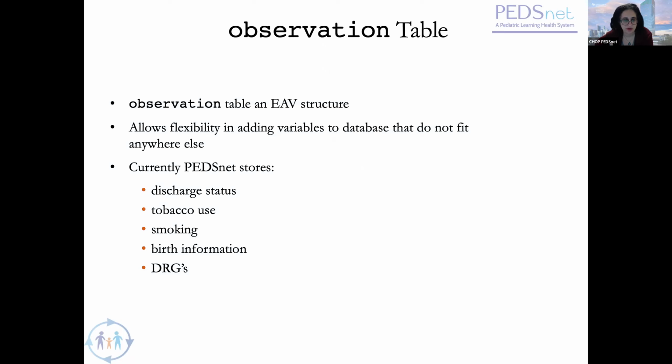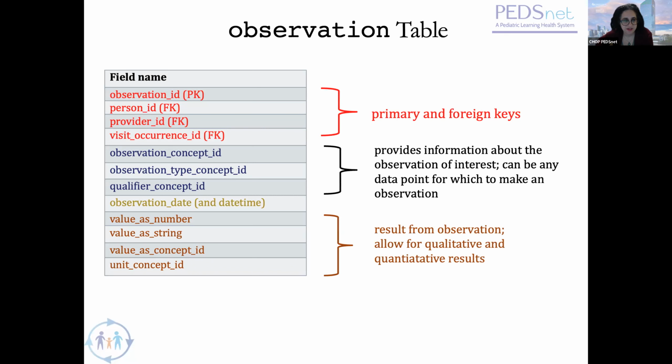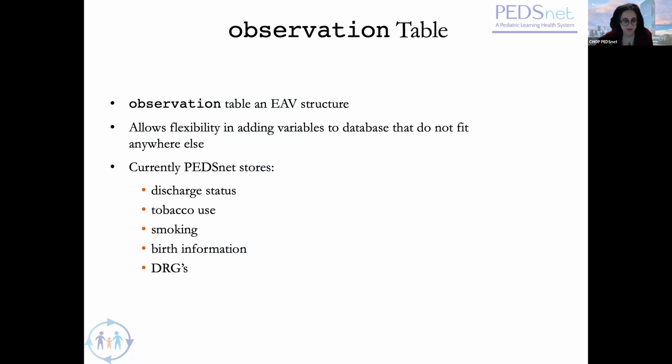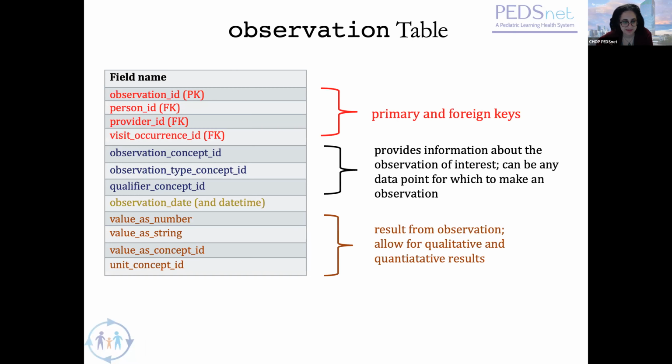In the COVID era, we've also been using the same structure to identify kids with lab confirmed COVID or diagnosis confirmed COVID, et cetera. So the table is set up very similarly, but with more flexibility. The observation ID is the unique instance, the primary key. And the observation concept ID is the information about the observation of interest, so it can be anything. It can be birth information, or tobacco use, or one of these concepts that we created.